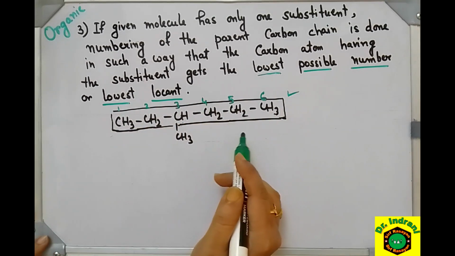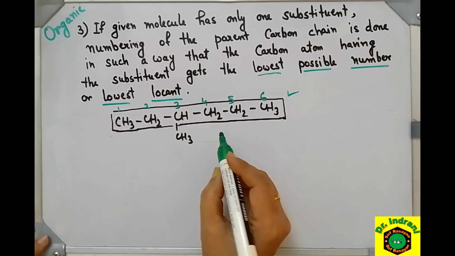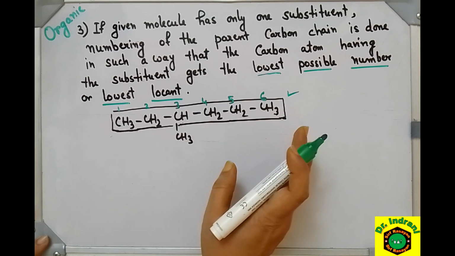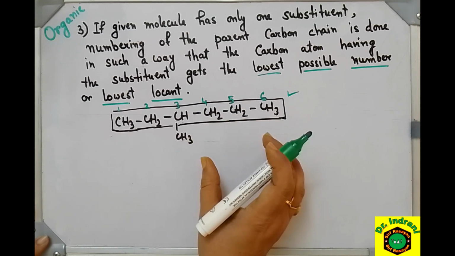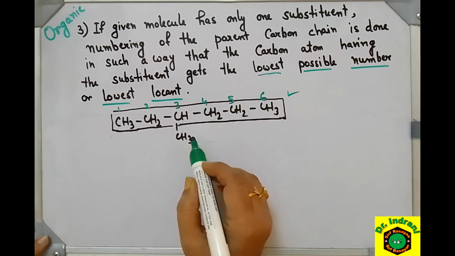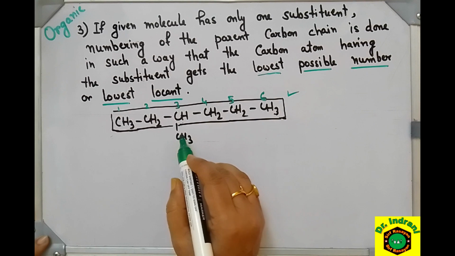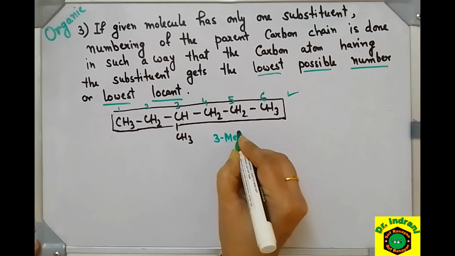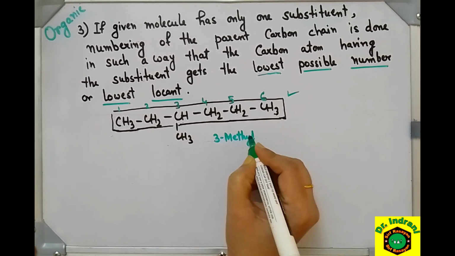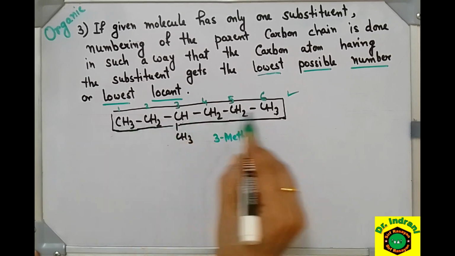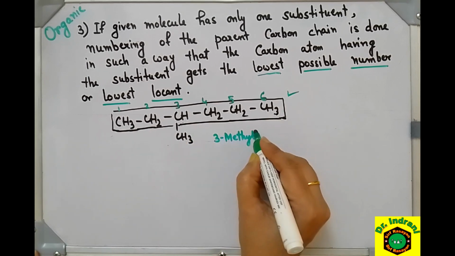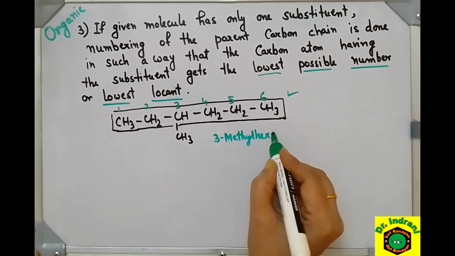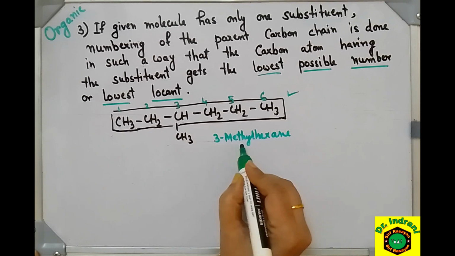So what is the IUPAC name of this compound? You have to write secondary prefix, then word root, then primary suffix. What is the secondary prefix here? Methyl substituent is there. You have to write the position of the substituent also, so it will be 3-methyl. This is the secondary prefix. Then word root: 6 carbon atoms are there in the main chain, so hex. And then primary suffix: since it is a saturated hydrocarbon, ane. 3-methylhexane.